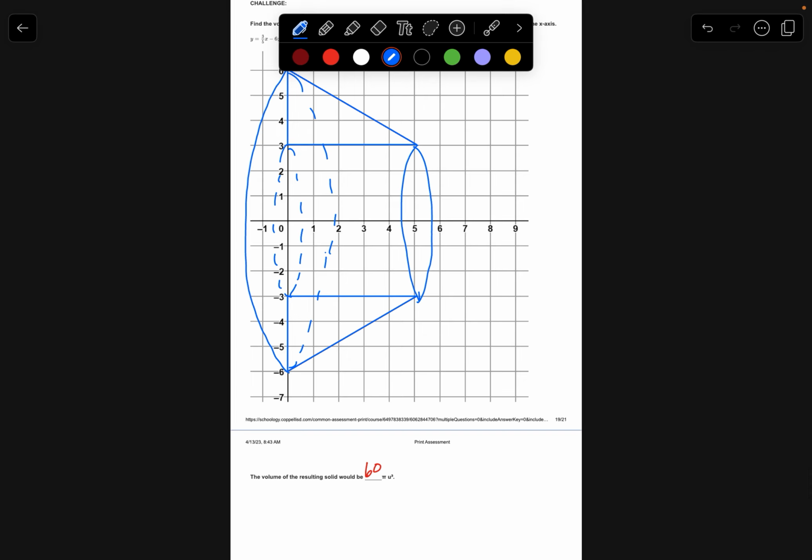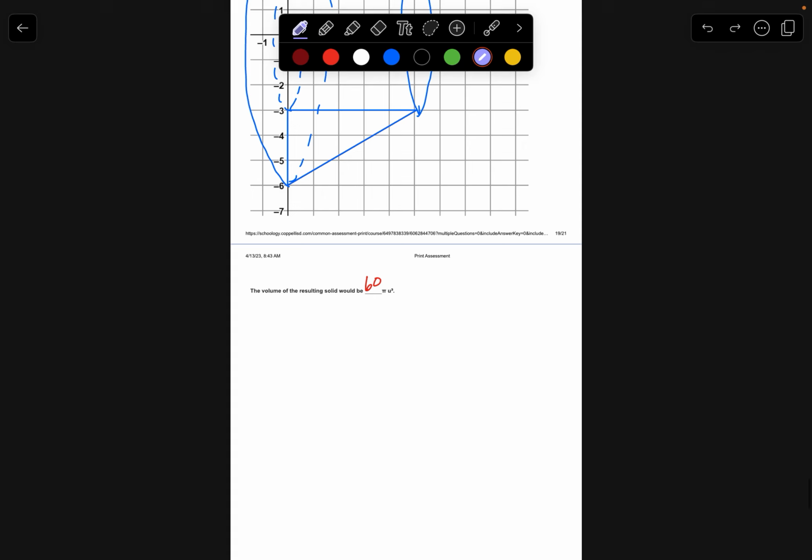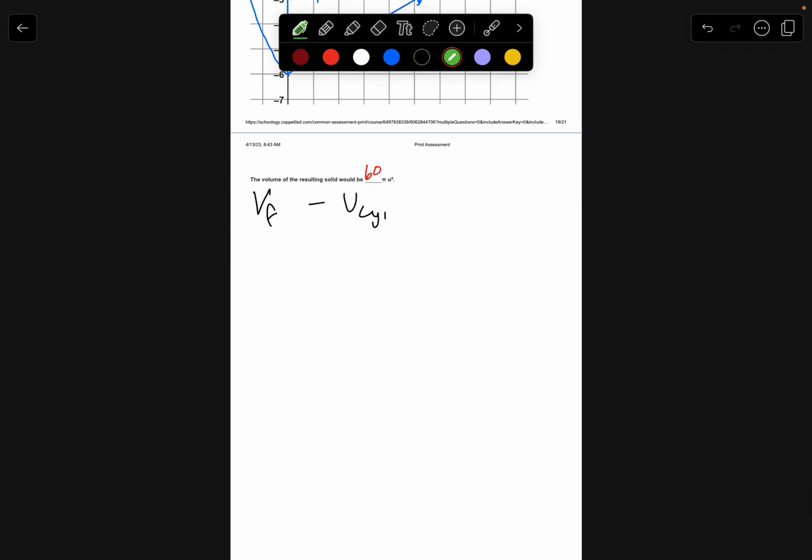This space right here was empty. So when you spin it around, this is all empty. Out on the edges, solid and solid. So this is a frustum with a cylinder cut out. So our volume is going to be the volume of the frustum minus the volume of the cylinder. We're going to start with the frustum.